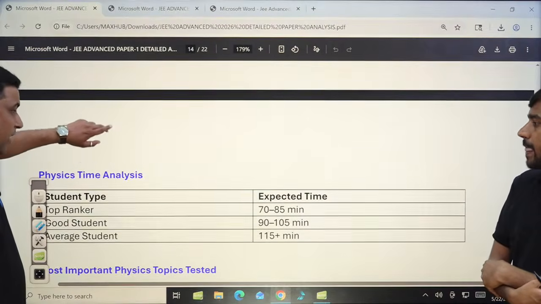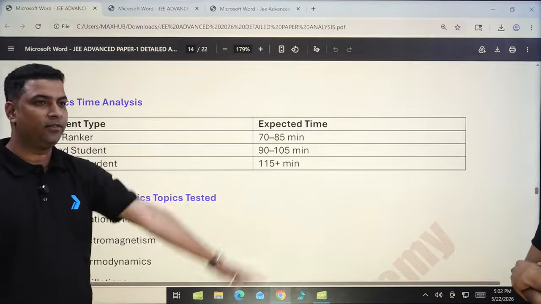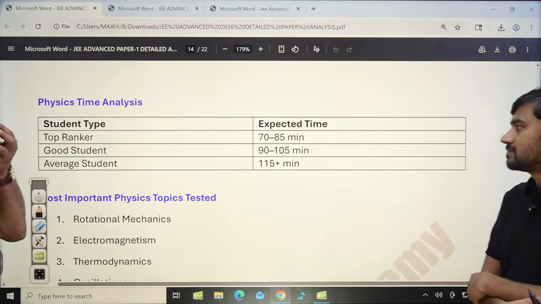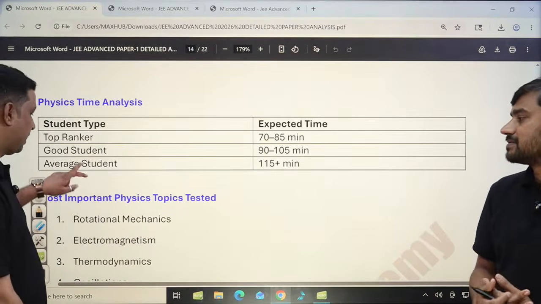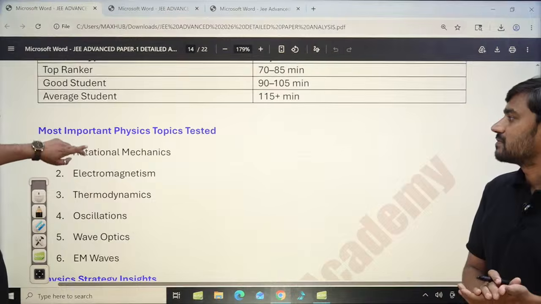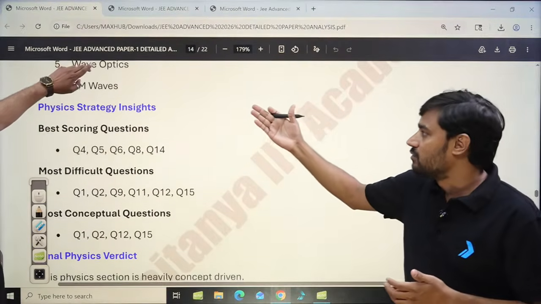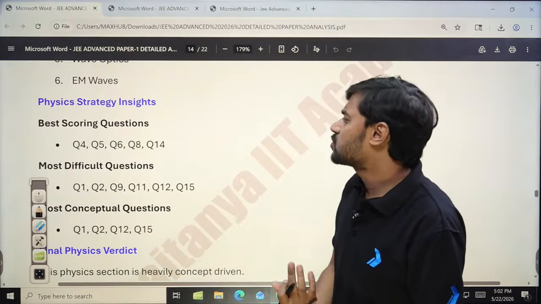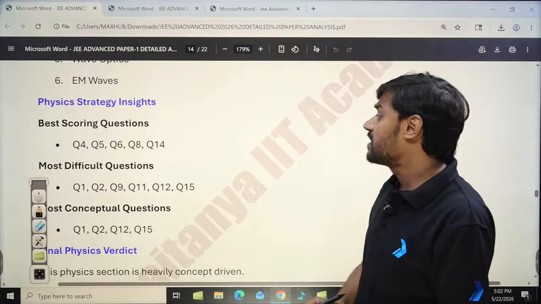Okay, sir. So again, student-wise analysis: a top ranker can solve this paper in 70 to 85 minutes, a good student can solve it in 90 to 105 minutes, and 115 plus minutes are required for average students. These are the important topics regarding physics: rotational, electromagnetics, wave optics, EM wave. Best scoring questions were 4, 5, 6, 8, 14. Most difficult was 1, 2.